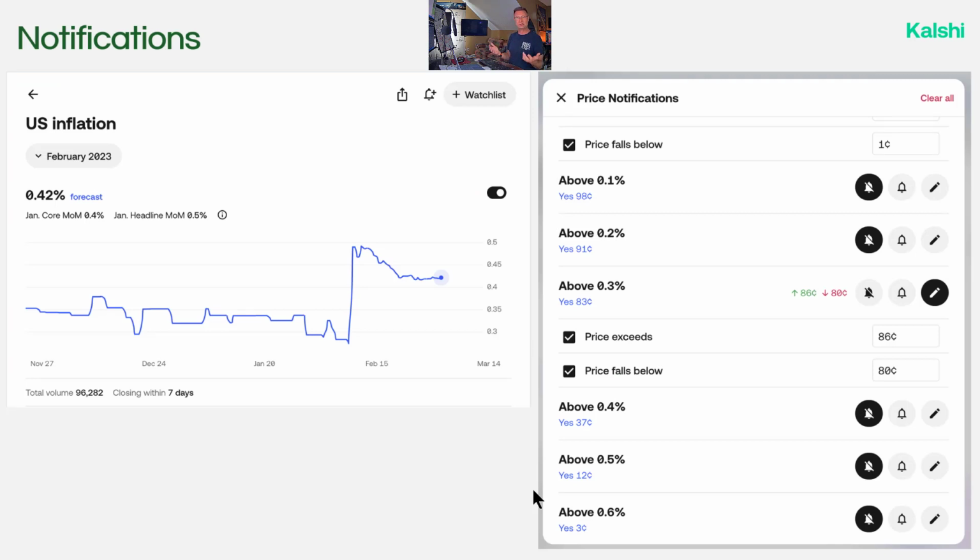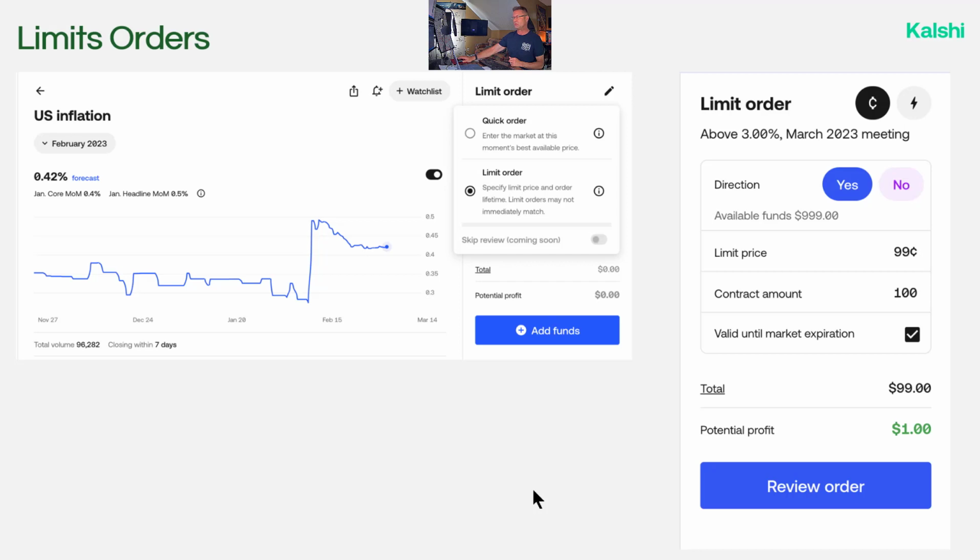You can set price notifications. So if you want to trade on the inflation numbers, for example, that's a big one that a lot of our members like to trade on. You can set alerts inside of here if inflation hits certain levels to trigger certain trades. And you can build limit orders in here to set this trade up.